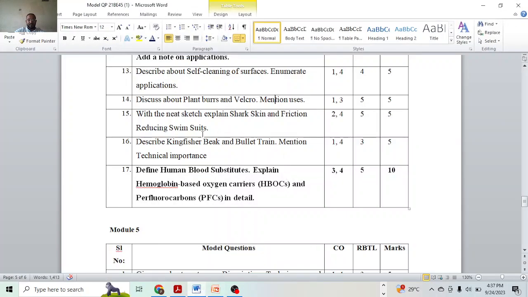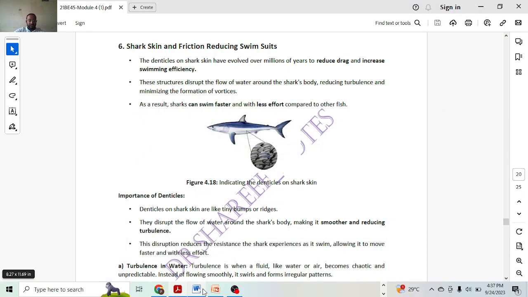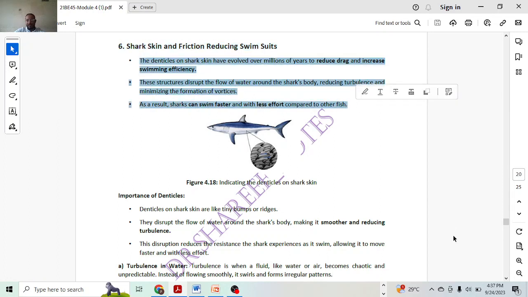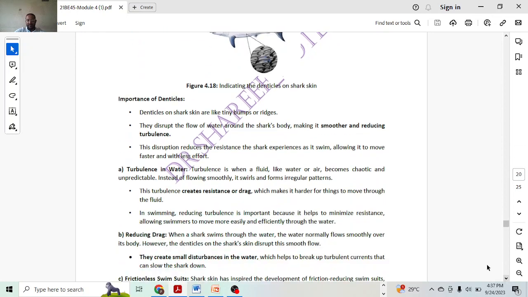So that can be asked again here with a neat sketch: explain shark skin and friction reducing swimsuits. You have to make the answer in such a way that it is only 5 marks. So introduction, from here you cut it short, make 1 or 2 points which are important or what you feel necessary. Diagram, with a neat sketch, these denticles you just need to draw this kind of structure. 0.5 marks you might get.